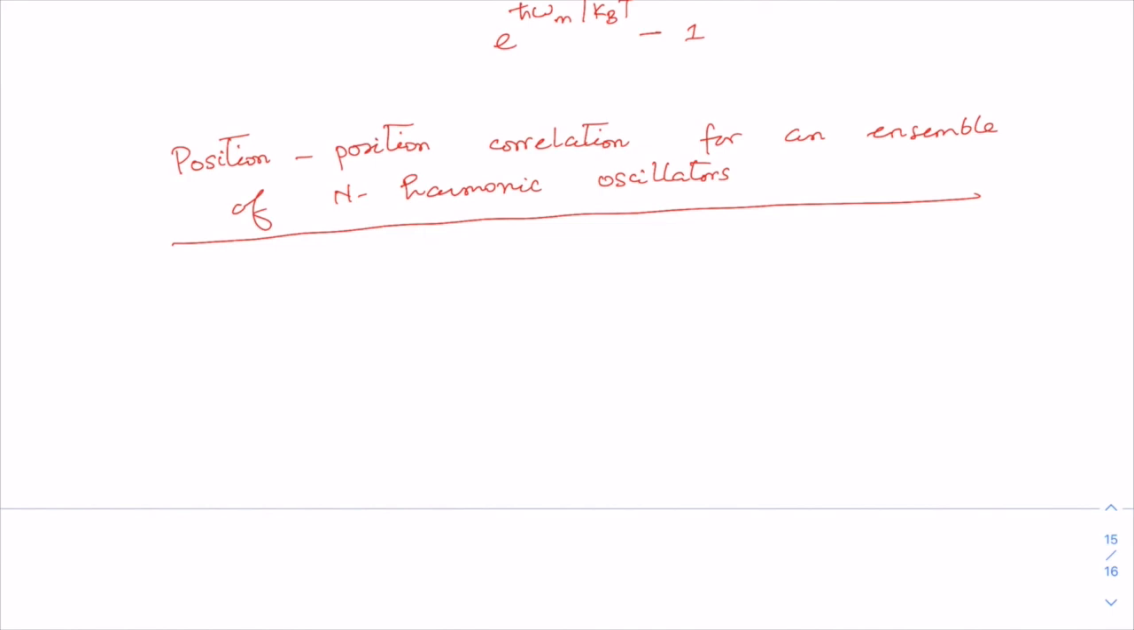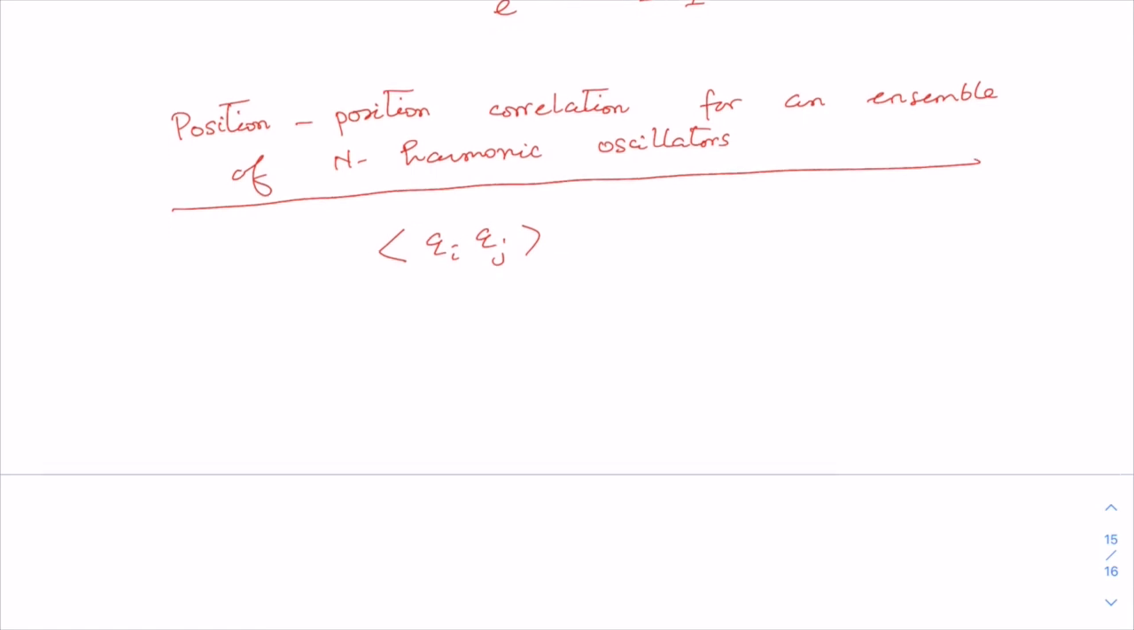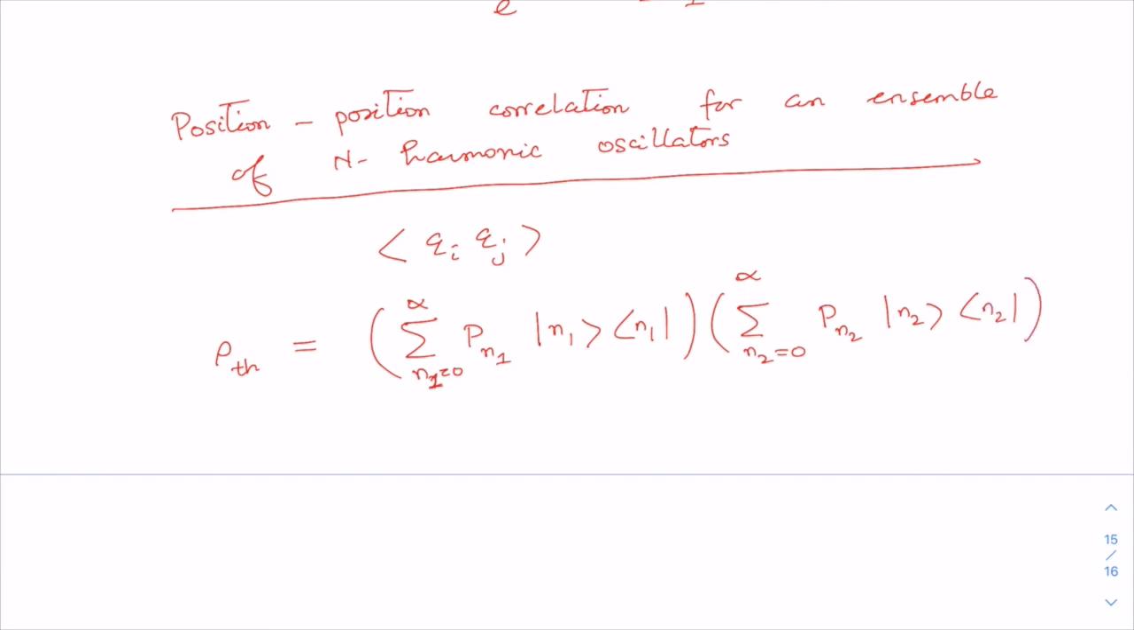So to do that, basically what I want to calculate is this quantity q_i q_j and take the average. Because it is the quantum case, we'll need to know the density operator overall. There are N harmonic oscillators, all independent. For oscillator number 1, which has n1 phonons, that is the density operator for it. For the second oscillator, n1 goes from 0 to infinity, n2 goes from 0 to infinity, and you will have p_n2 here. This way you will have up to capital N number of oscillators.